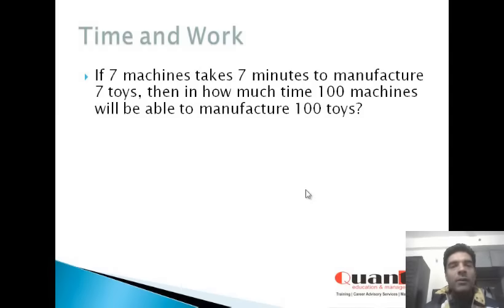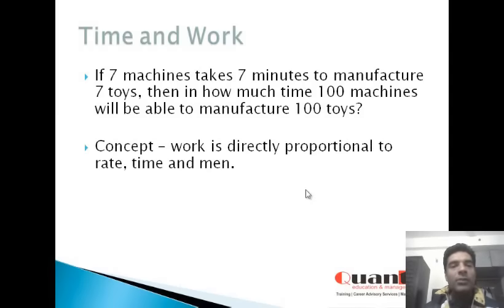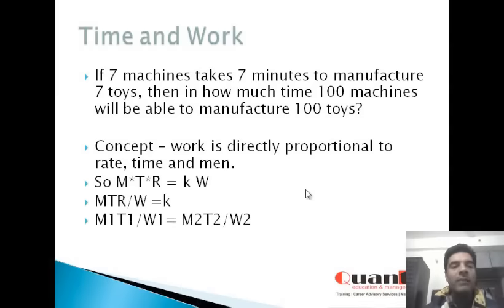We know that work is directly proportional to rate, time and work. In this question we don't have rate, we have time and work. So work is directly proportional to time and men. Men in this case is nothing but machines. So the simple form can be of this form, and we have already discussed in our sessions that when there are two factors, then m1 t1 over w1 is equal to m2 t2 over w2.